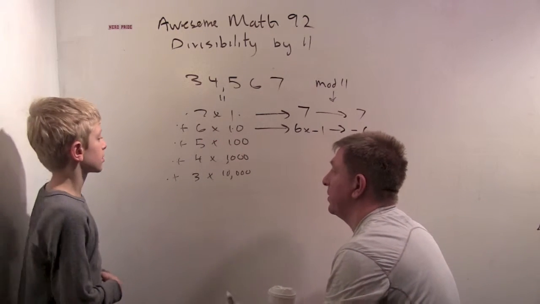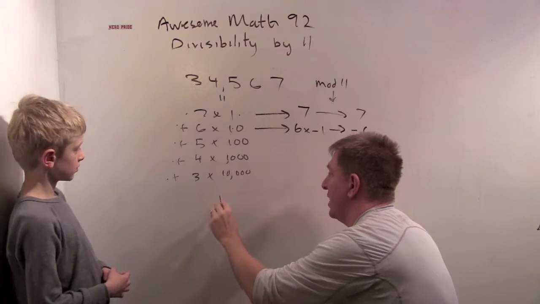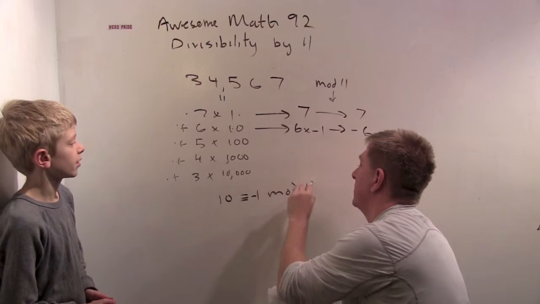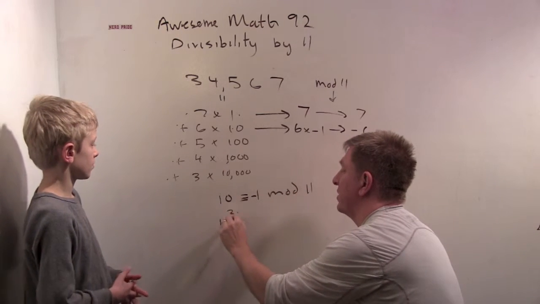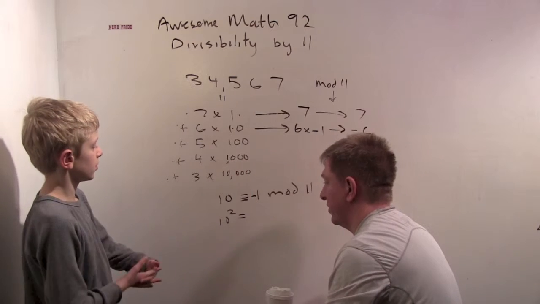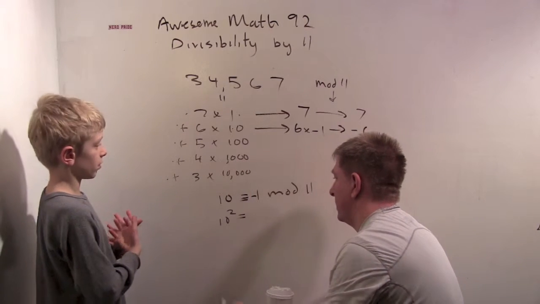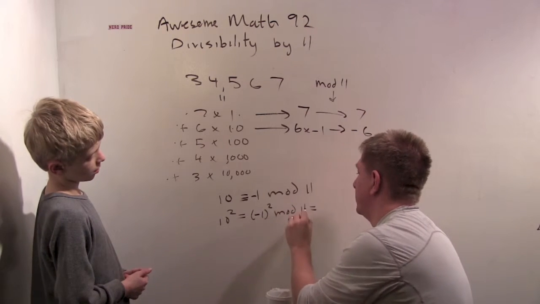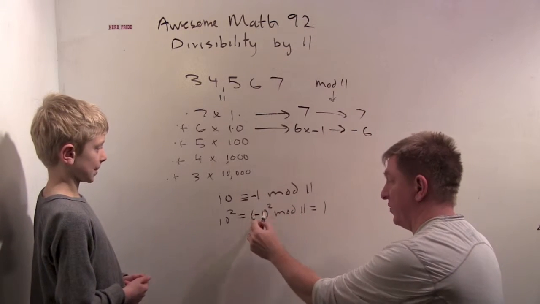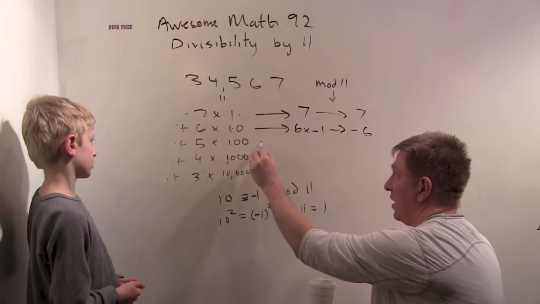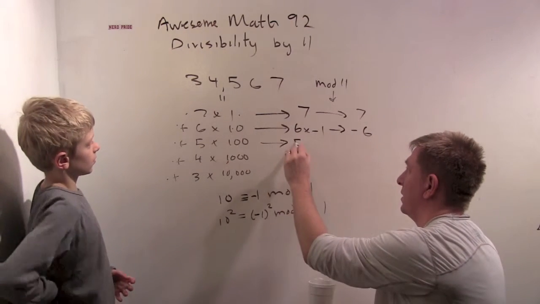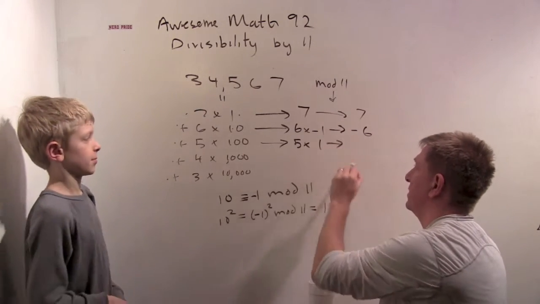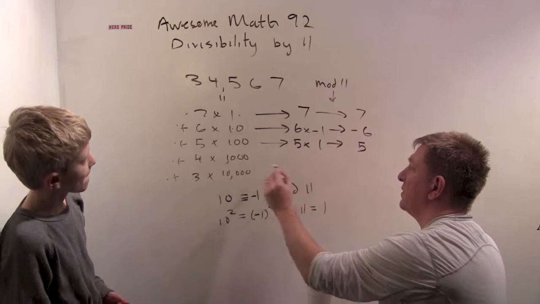But you had an important observation here that 10 is congruent to minus 1 mod 11. That means 10 squared, which is the next number, is what mod 11? It's minus 1 squared mod 11, which is 1. So we know 5 times 100 is the same as 5 times what? It would be 5 times 1, which is 5.